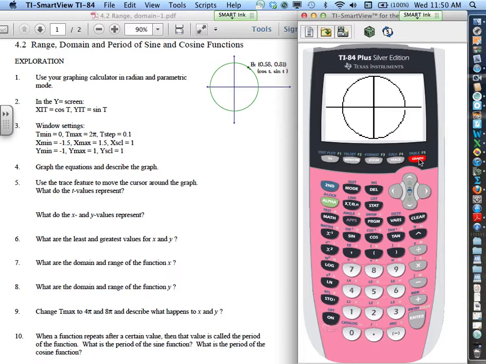It says use the trace feature to move the cursor around the graph. What do the t values represent? So we're going to use the cursor. Hit the trace button first. Scroll around, you can see you have a value for t, and a value for x, and a value for y. As you scroll around there, you stop right at the top there, 90 degrees. 90 degrees is equal to pi over 2, which is about 1.57.